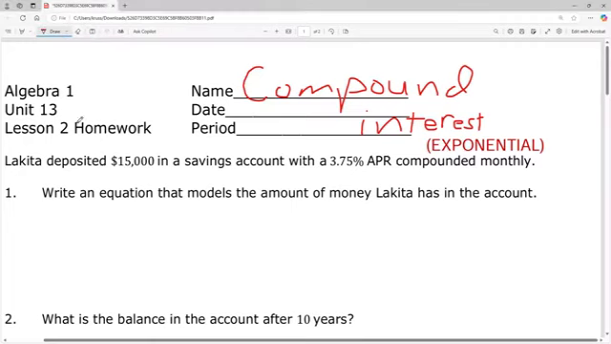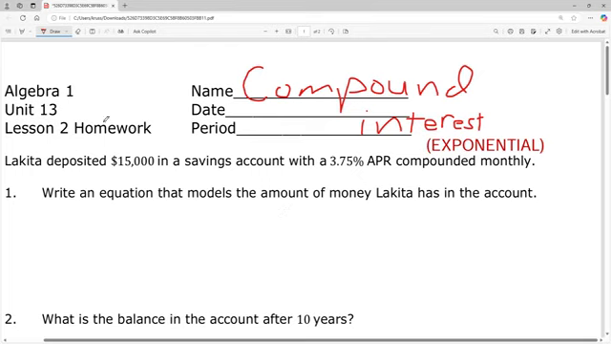All right, so Unit 13, Lesson 2 is about compound interest. Lesson 1 was simple interest, which is a linear function. Compounding interest is an exponential function. So you may remember our exponential format.